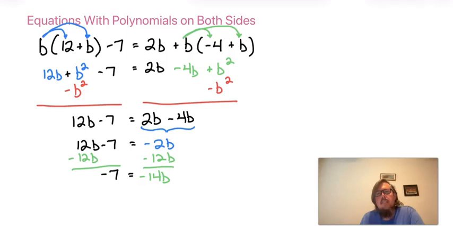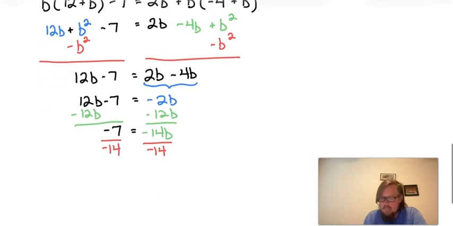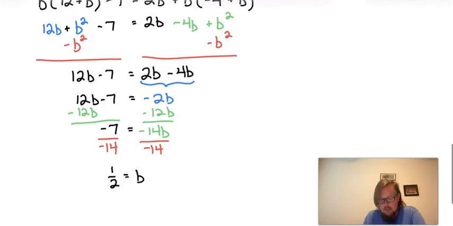And so the last step is to divide both sides by -14. -7 divided by -14 is a positive 1/2. And -14b divided by -14 is just b. And so our answer here is 1/2.